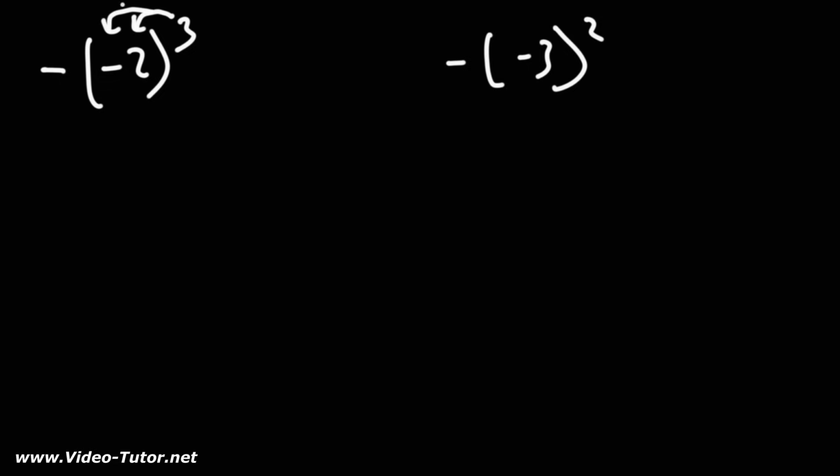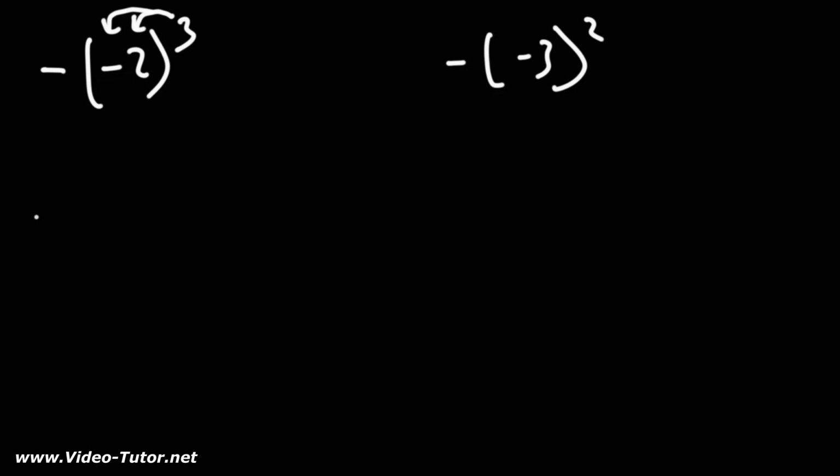Now let's try a slightly different problem. Go ahead and try these two problems. On the left, we have negative times negative 2 to the third power. The exponent 3 applies to everything inside the parentheses. That's the 2 and the negative sign. It doesn't apply to the negative sign outside of the parentheses.